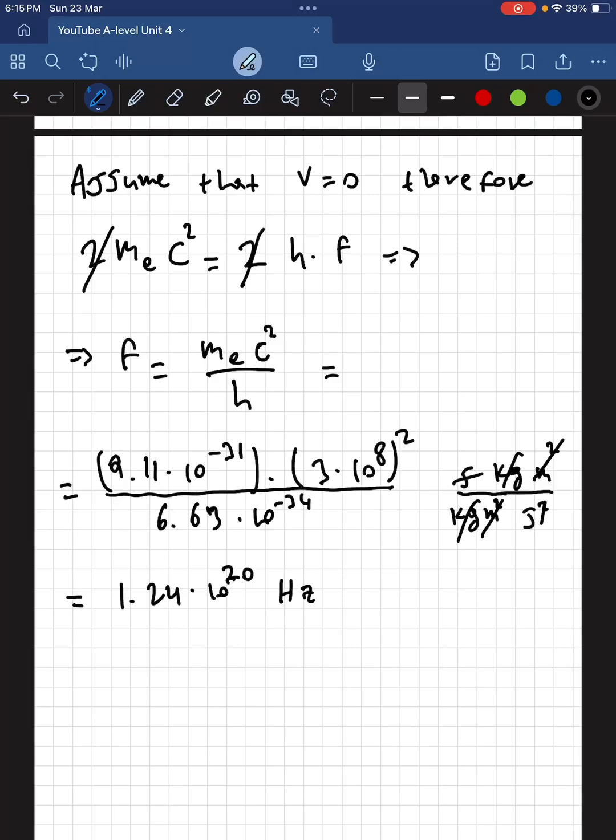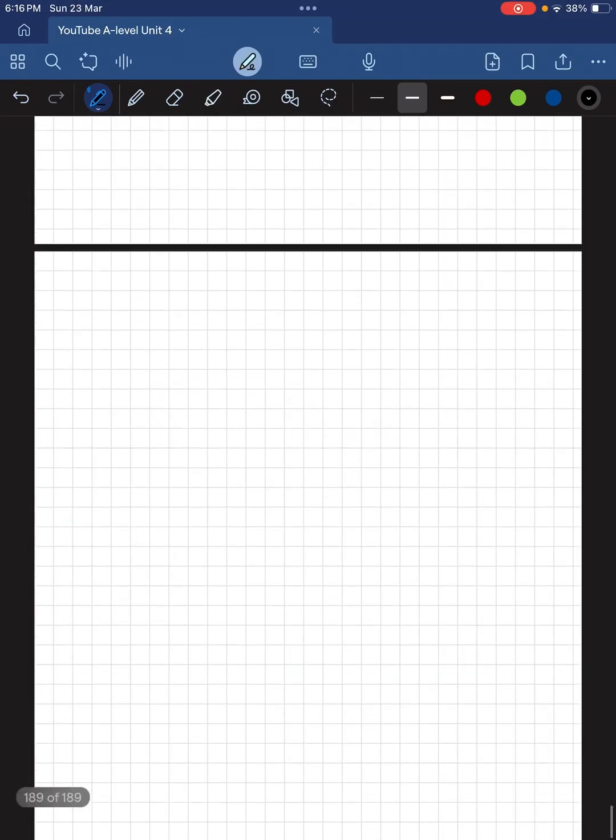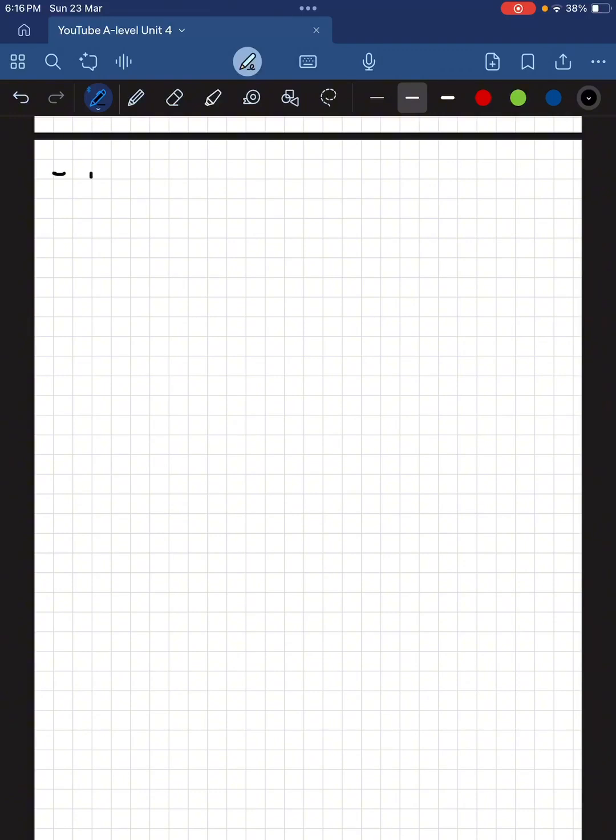Okay, let's go find the wavelength of this thing. So since c is lambda times f, then lambda is c over f, and if we plug in numbers, we find 2.43 times 10 to the negative 12 meters. Okay, let's go find the minimum wavelength for pair production. So minimum lambda for pair production.